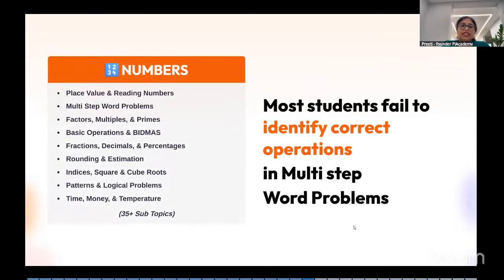So you can see the first topic is number, and many parents feel that it's a very easy topic, but sorry, it's not, and I will explain why. Most students fail to identify the correct operations in multi-step word problems. I hope you all agree with me that if you give children a very simple question to add fractions, every child can do it. But when it comes to worded problems, many children struggle, they get confused about which operations they need to perform in order to solve the question.